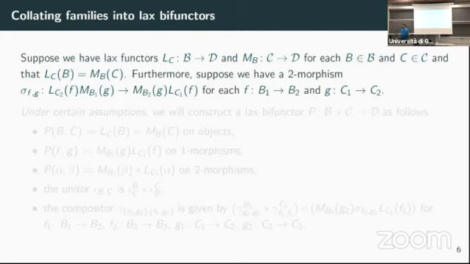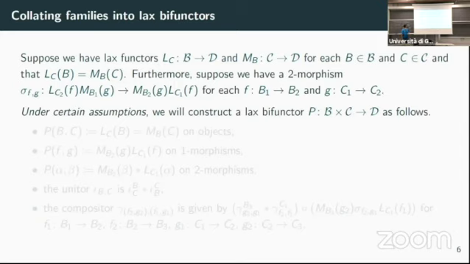Okay, so now let's rephrase the results for a third time. So now we have lax functors. And now we're no longer going to require that these maps sigma are isomorphisms. They can just be arbitrary 2 morphisms. And again, under certain coherence conditions, which I'll get to soon, we will be able to construct a lax bifunctor from the product category. And just to fix terminology, let's call this construction of turning these families of functors into a lax bifunctor, collation.